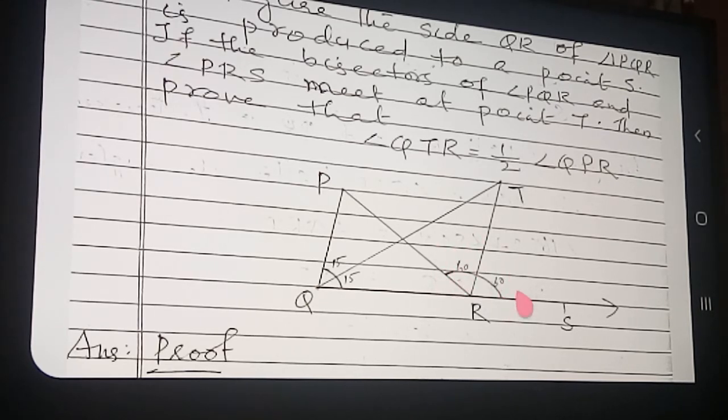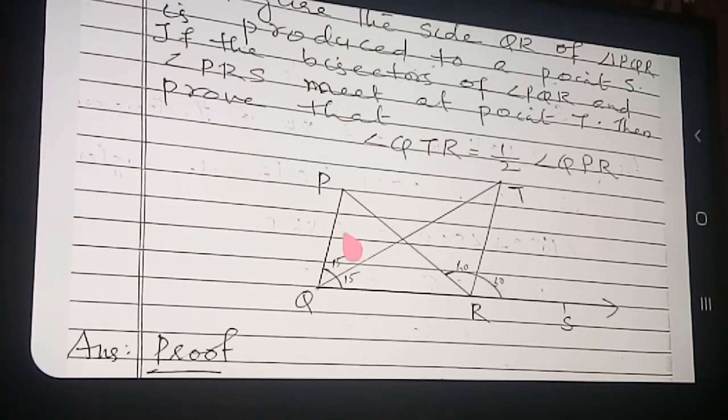That is why I have written this angle measurement. Actually, the angle measurement is not given in your question. So this is 60 and this is 60. If RT is the bisector of angle PRS, then how will we write it? PRS is equal to 2 times angle TRS. Clear? In the same way, here also we will write angle PQR is equal to 2 times angle TQR.